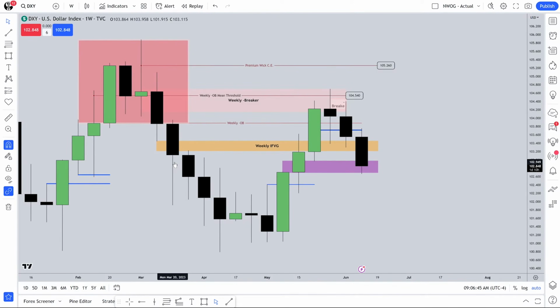Where's it going to go? Well, there's several things. You can use the consequent encroachment of this wick, midpoint of that. Then you have the gap here. This traded down into, but left the majority of the gap still untouched, right? So when it drops here, price is going to want to trade into this area here. And again, that would be bias. That would be bias for that particular week for the dollar.